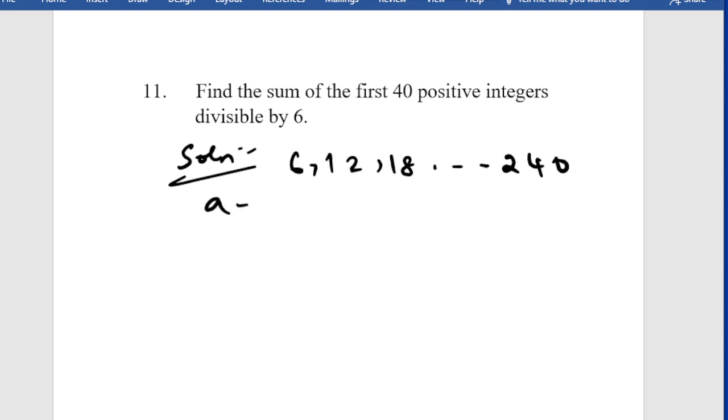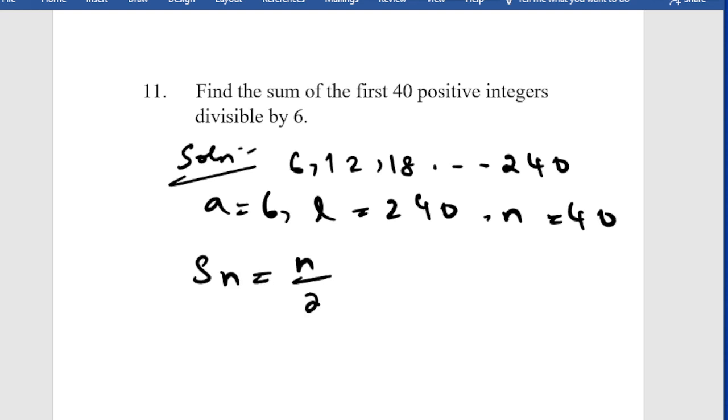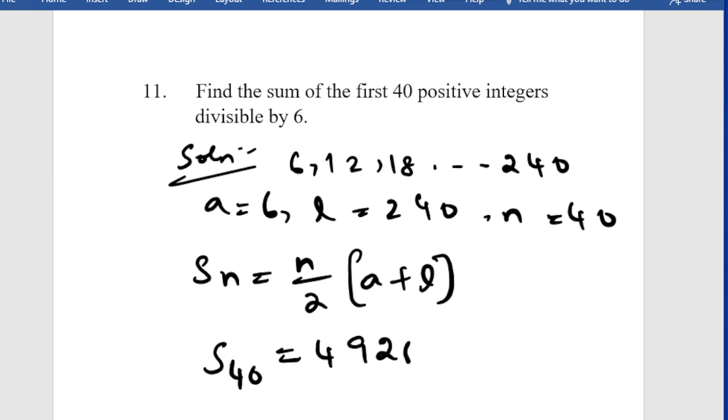A equal to 6, L equal to 240 and totally there are 40 positive integers. Apply the same formula Sn equal to n by 2 into a plus l. Substituting all the values, you will get S40, that is the sum of 40 positive integers divisible by 6. That would be 4920. The simplification is very simple. Substitute all the values, you will get this answer.